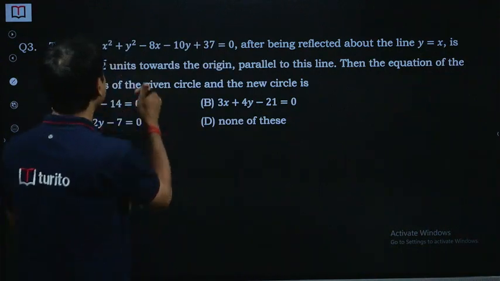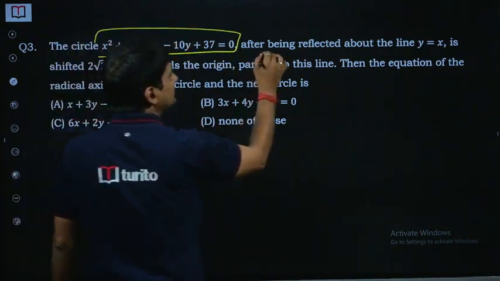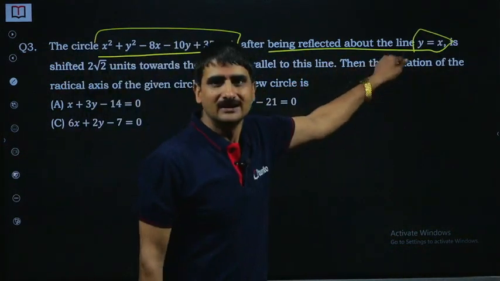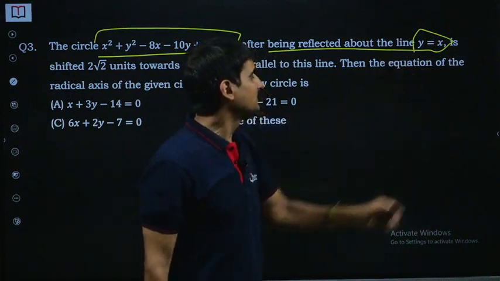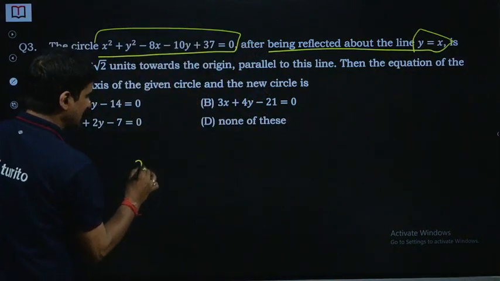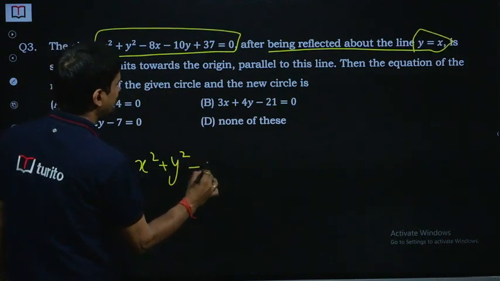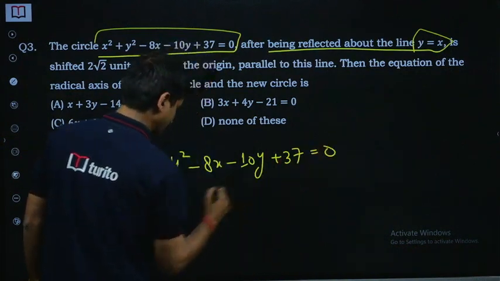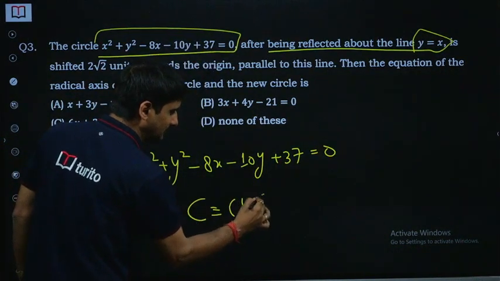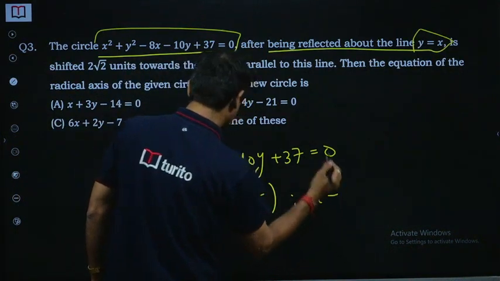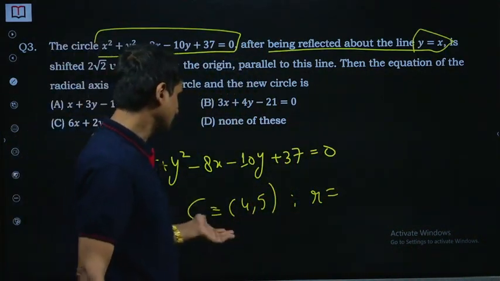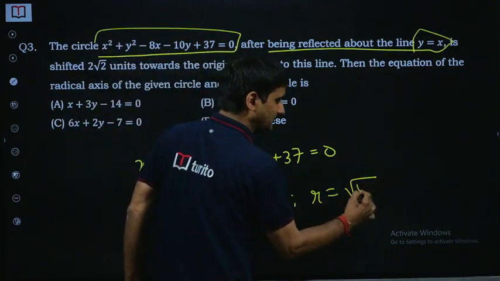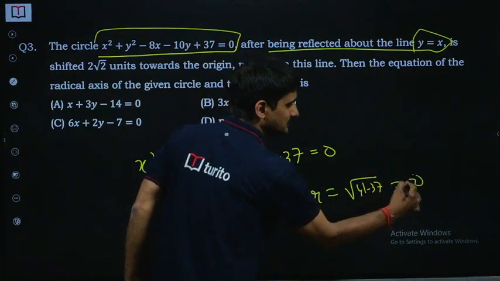Now moving to the next one: the circle after being reflected on the line. That's a very important mirror line, y is equal to x. Let us say this is the circle x square plus y square minus 8x minus 10y plus 37 equal to 0. Its center is (4, 5) and its radius is under root of 16 plus 25, so under root of 41 minus 37, which is 2. So its radius is 2.